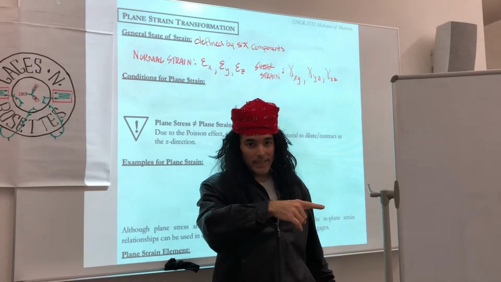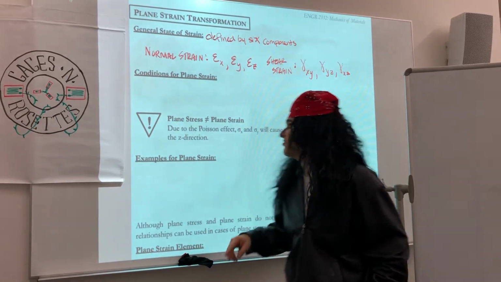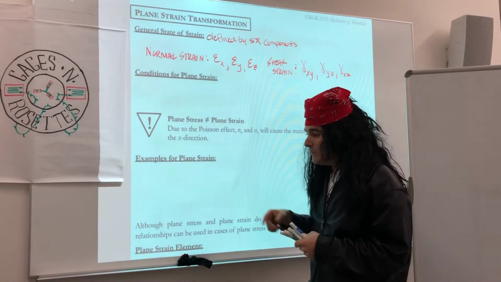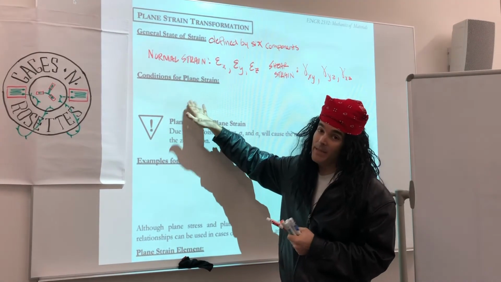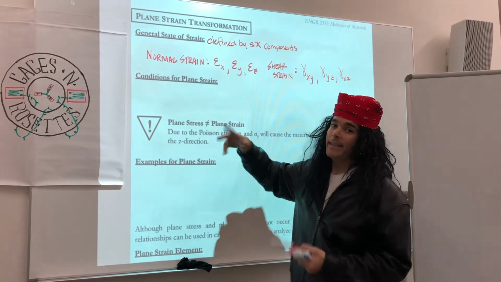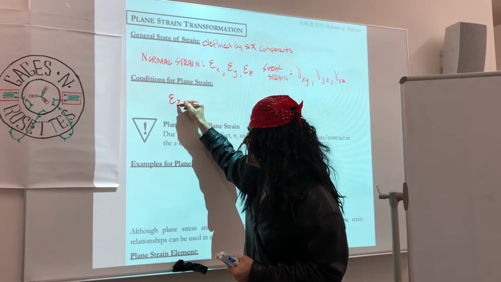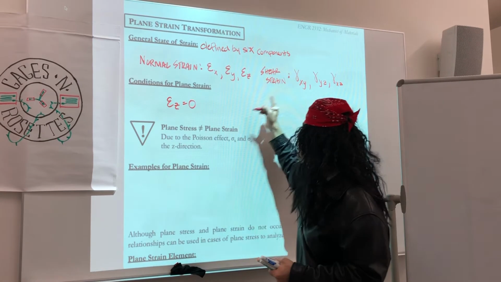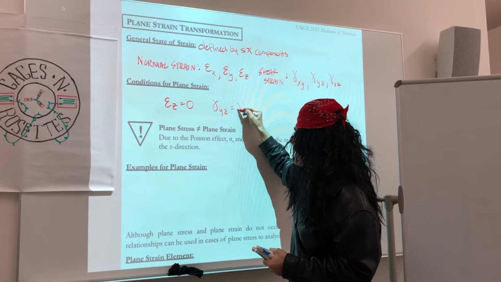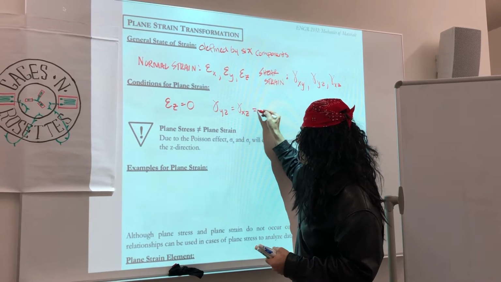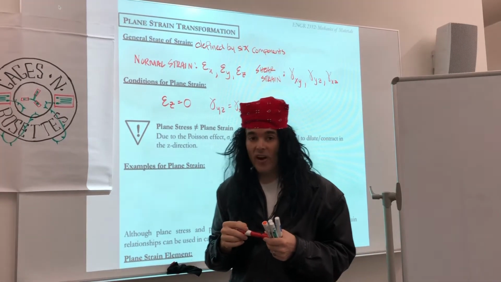But just like we did with plane stress, we're going to consider examples of plane strain. So what's the condition for plane strain? Well, all of the strains need to be in just one plane, like the xy plane. So if epsilon z is considered to be 0, and gamma yz and gamma xz are also 0, we have the state of plane strain.